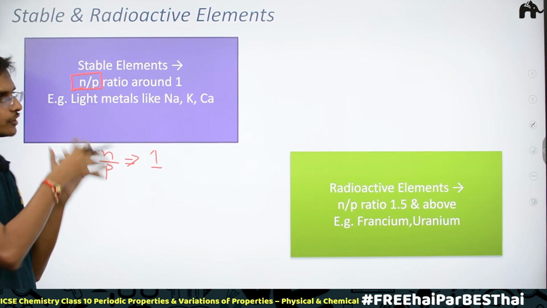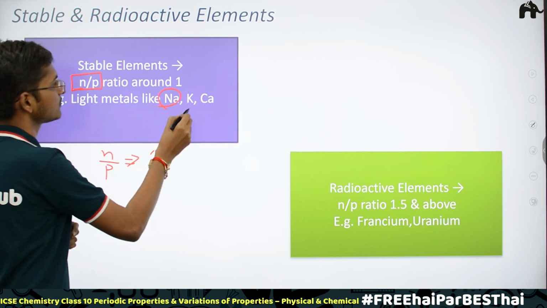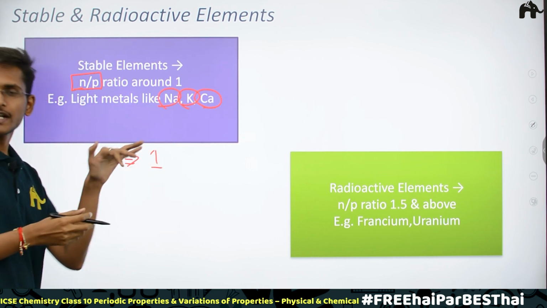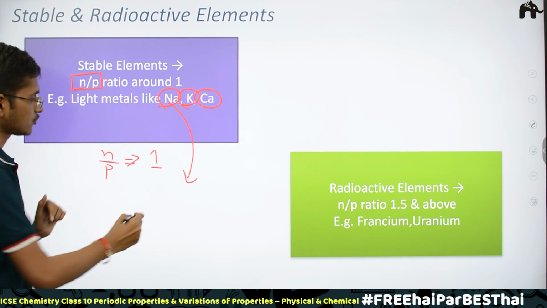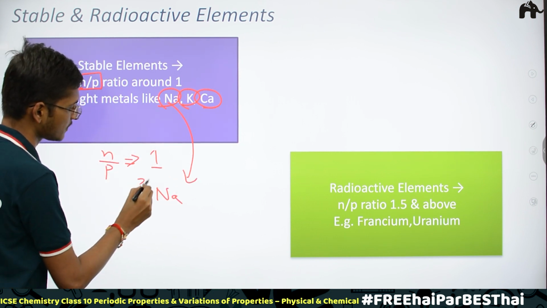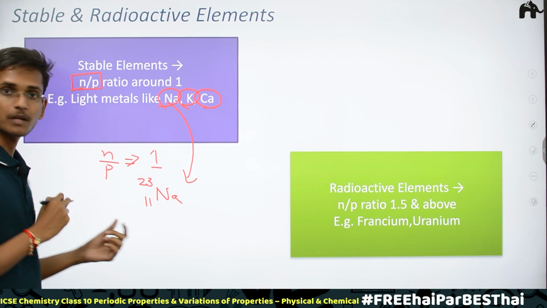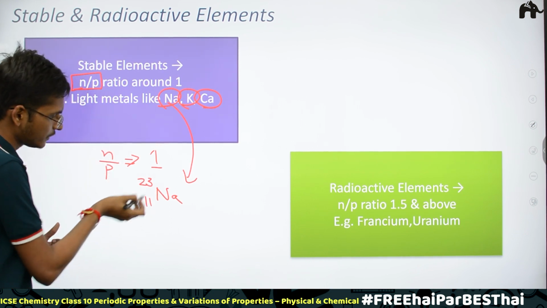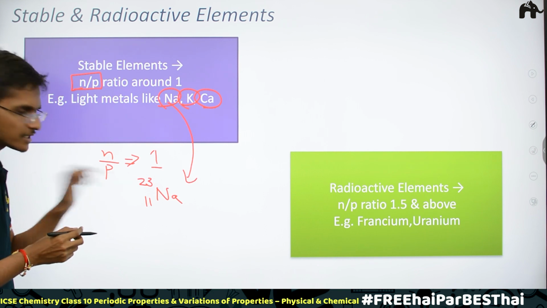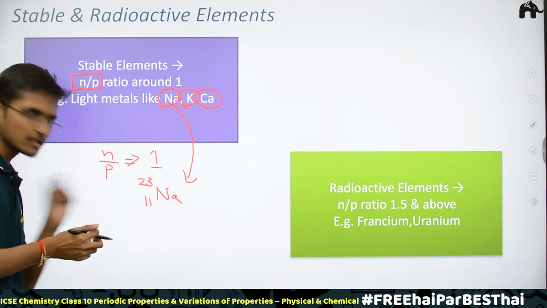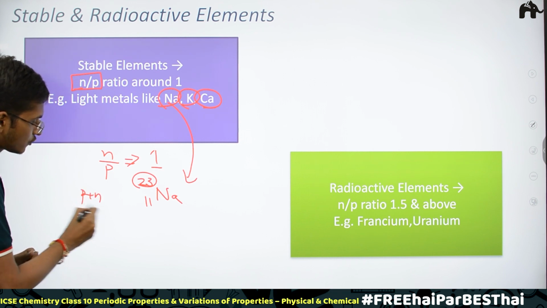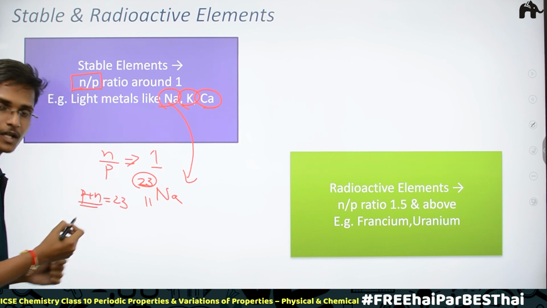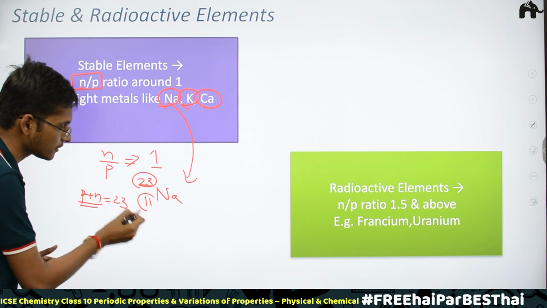Okay, now for example we can see sodium, potassium, calcium, and to cross check as well, let's try to see the neutron to proton ratio of sodium. Sodium has atomic mass 23 and atomic number 11. We can calculate the number of neutrons from the atomic mass and atomic number, right? Atomic mass minus atomic number, because this is the total number of protons plus neutrons. It's 23, and we know the number of protons from the atomic number, it is 11.